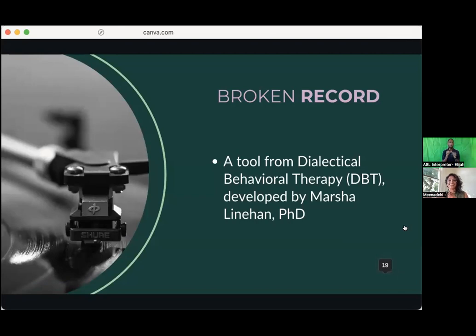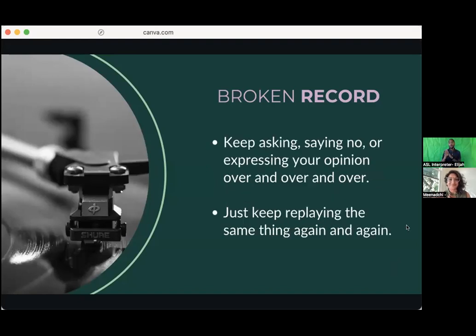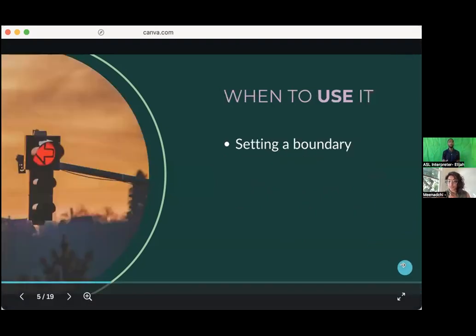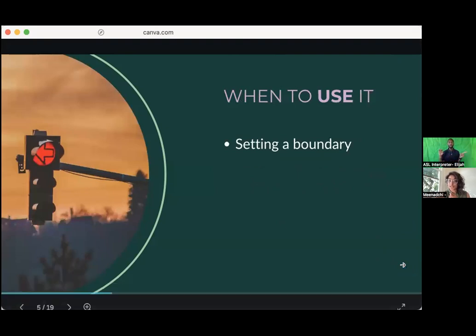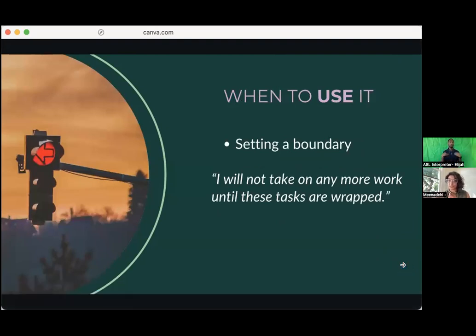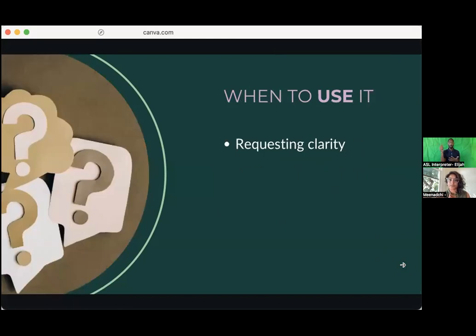Broken Record is a tool from DBT, Dialectical Behavioral Therapy, which was developed by Marsha Linehan. It's when you keep asking, saying no, or expressing your opinion over and over, or you just keep replaying the same thing. So when do we use it? This is a tool we can use when we are setting a boundary. For example, I will not take on any more work until these tasks are wrapped.